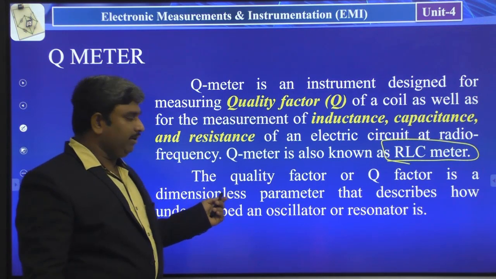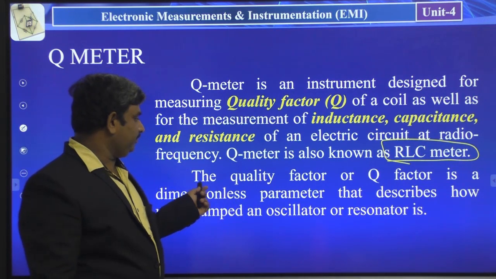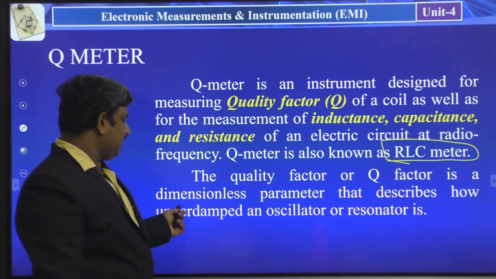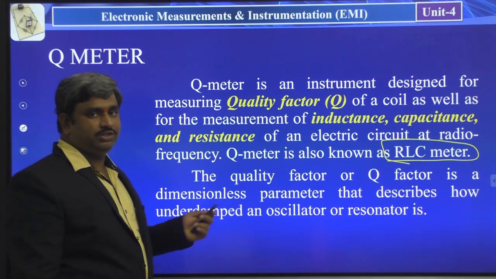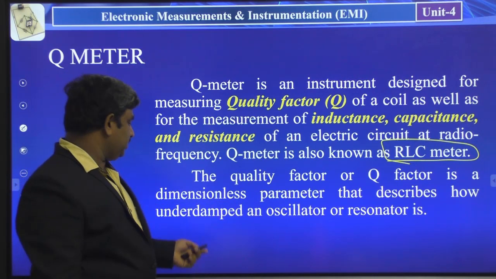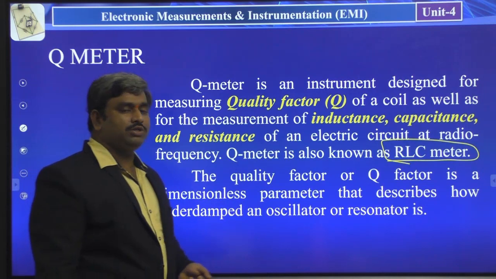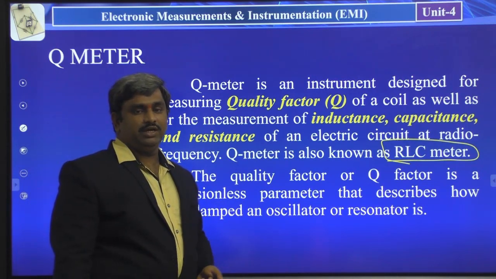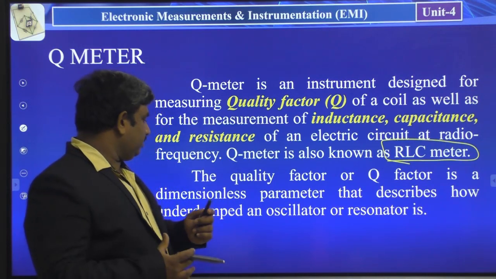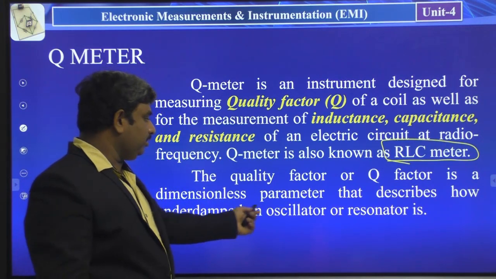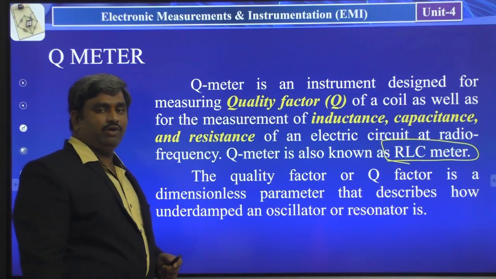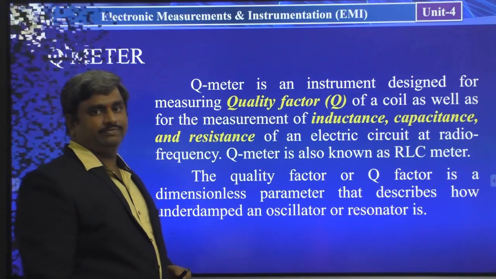Next, coming to the Q factor definition. The quality factor or Q factor is a dimensionless parameter. We know the Q is a dimensionless parameter that describes how underdamped an oscillator or resonator is. So this is the definition of Q factor.